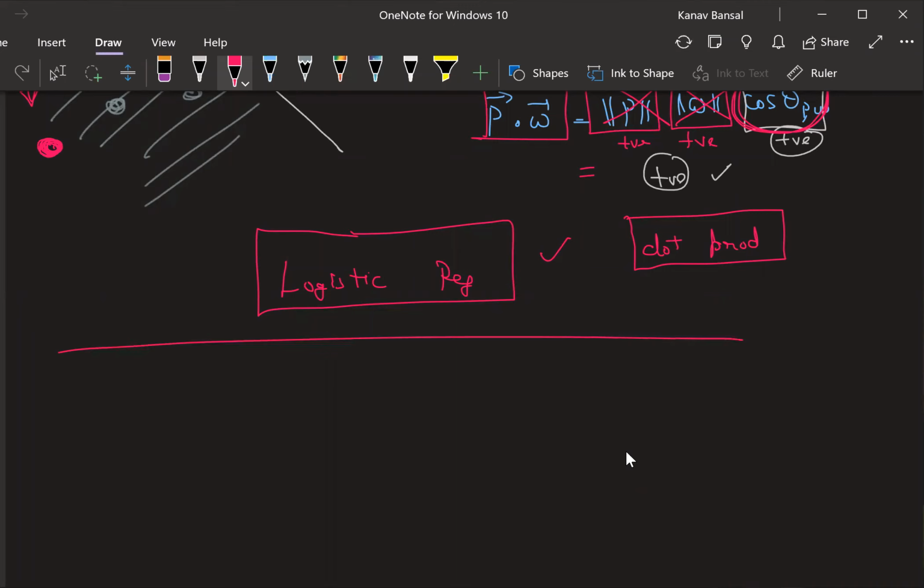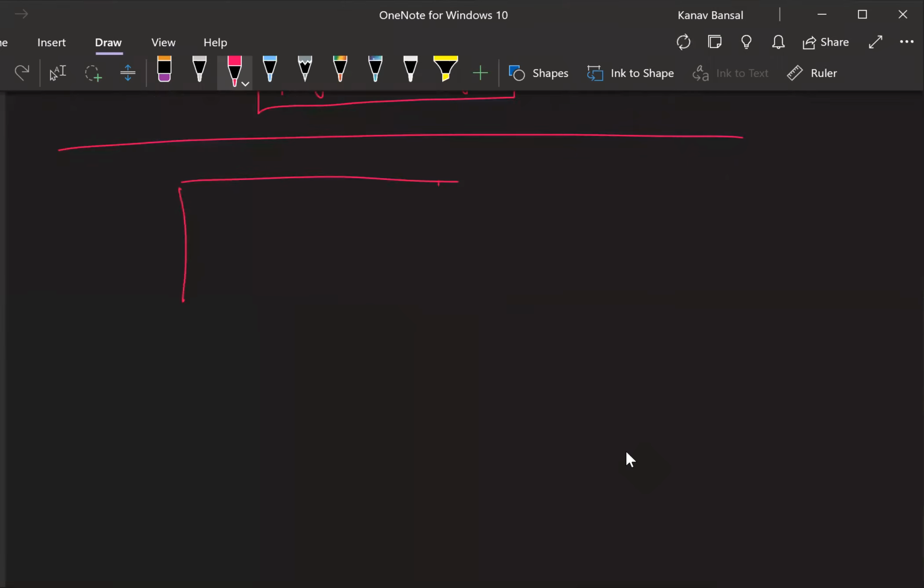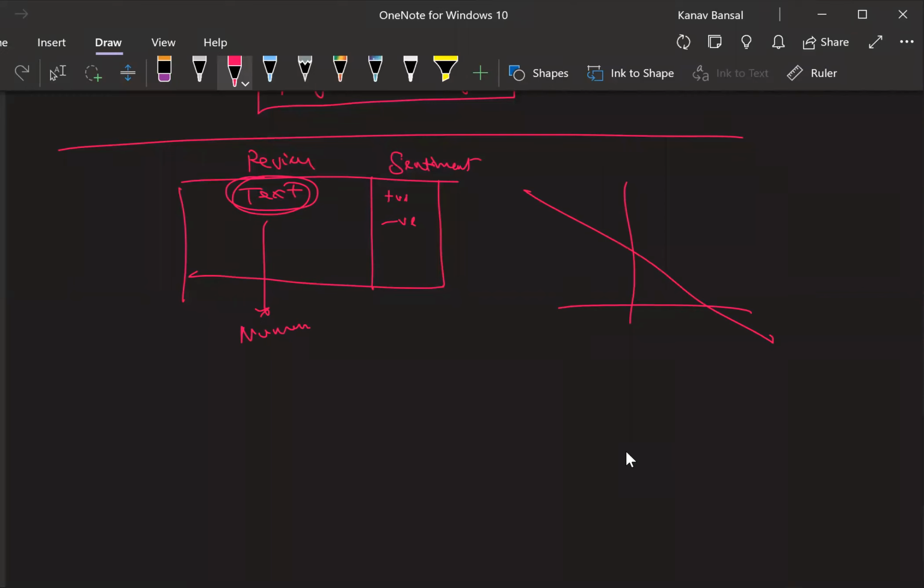Cool. Now tomorrow we'll look into one data set which has some reviews, some text. Then we are going to look at sentiment, which is nothing but positive and negative sentiment. We'll try to transform this entire text data to numbers, and then we can create a line that can separate them into positive and negative sentiments. This is what we are going to do tomorrow. The only thing you have to learn now is how to convert text data to numerical data. This comes under NLP.